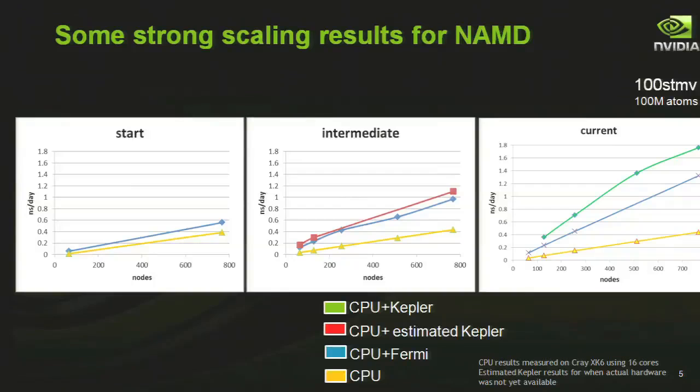GPUs were actually not available at scale in either of these machines. But this number on the very right, these are actually measured numbers. So blue line is Fermi, which is our previous generation of GPUs. Green line is Kepler, which is the actual GPU that is in Titan and Blue Waters.